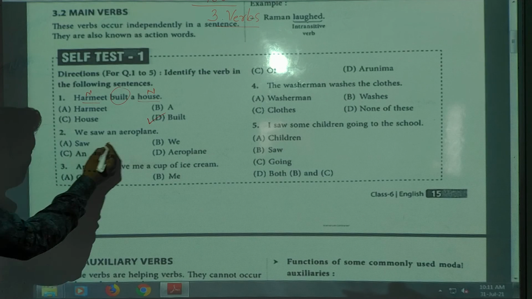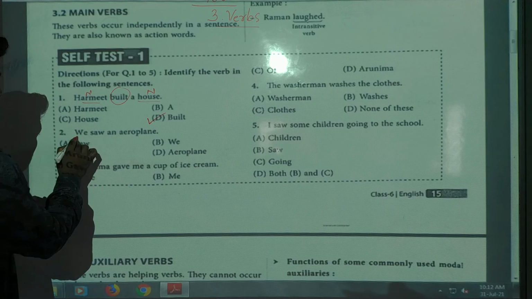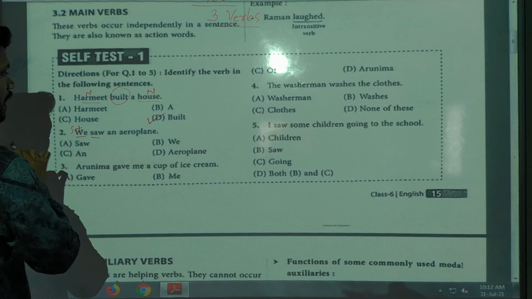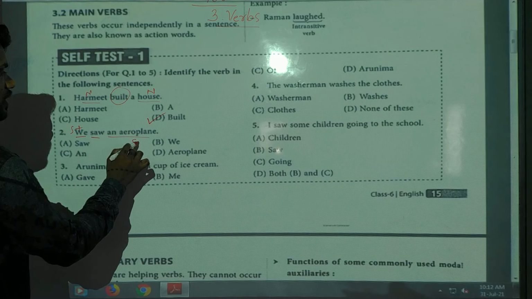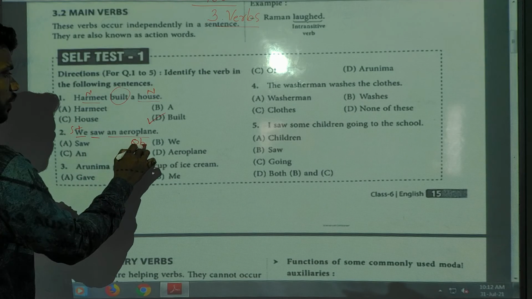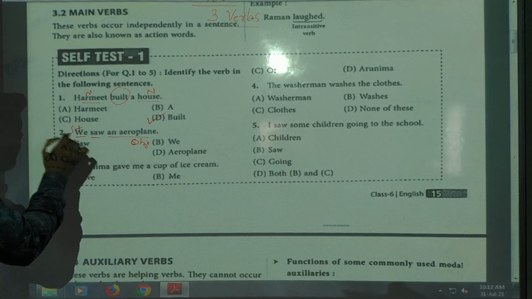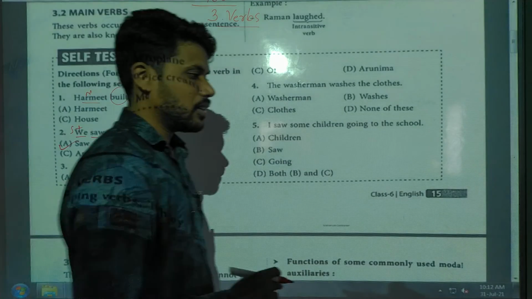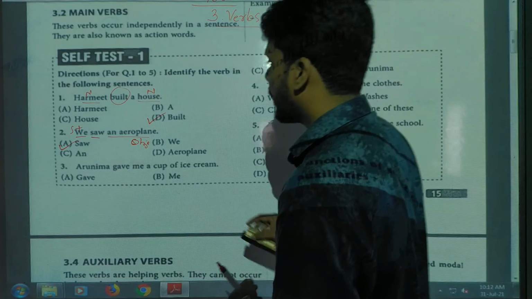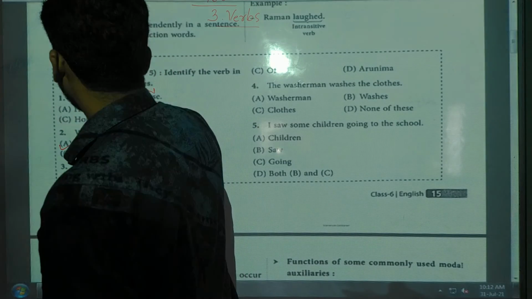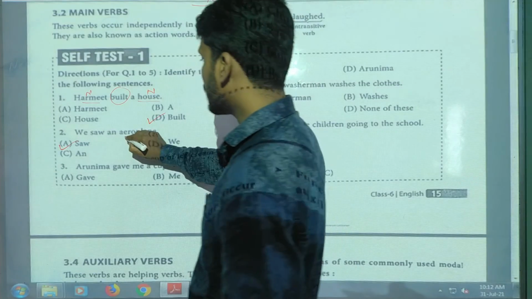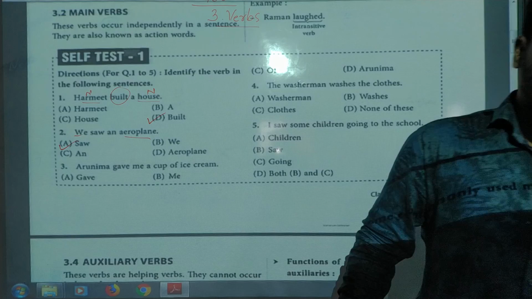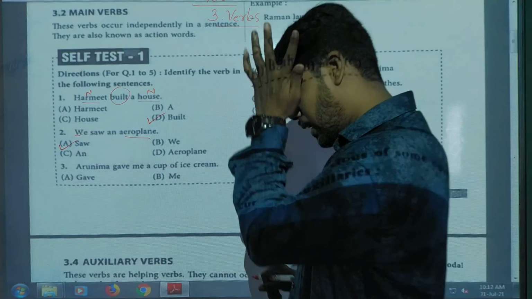Next, we saw an aeroplane. We is the subject. Saw an aeroplane. Aeroplane is also a noun and we write it as the object. So what is the verb here? Saw. Saw is a verb. We are seeing. This is the object and this is the subject. So in this second sentence, which option is correct? Option A is correct.